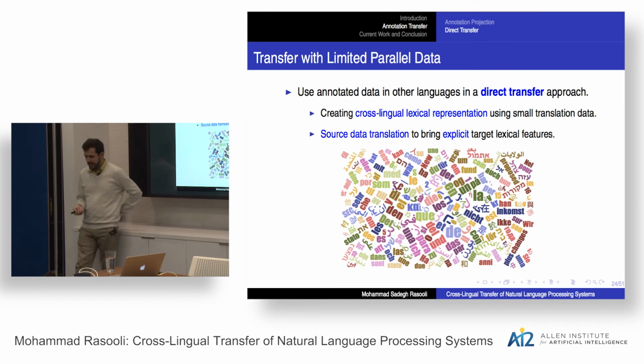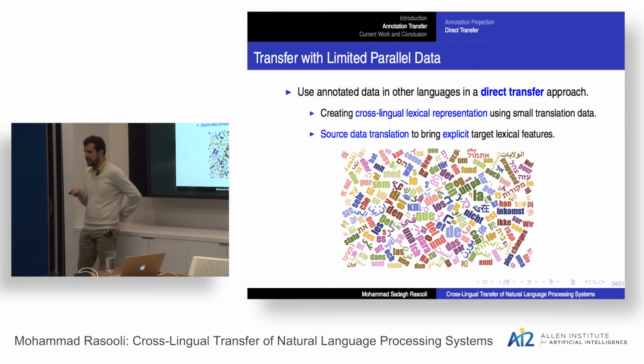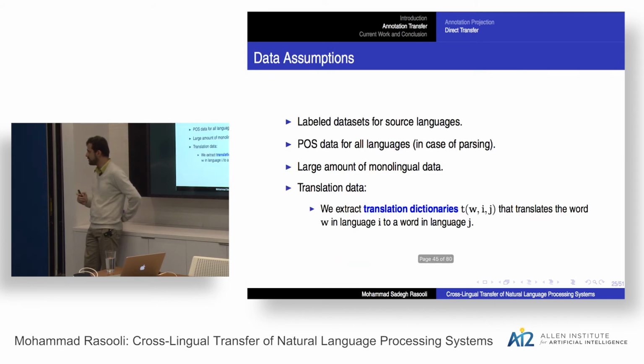So the idea that I had for this research was, what if we have small translation data such that we could create word representations for tons of languages, such as here, a word cloud of Arabic, Hebrew, English, Spanish, French, Portuguese, and so many other languages. And can't we also use that small translation data to bring in lexical translation to the source languages? There are two questions that I wanted to address. First, the lexical representations, and second, the lexical features.